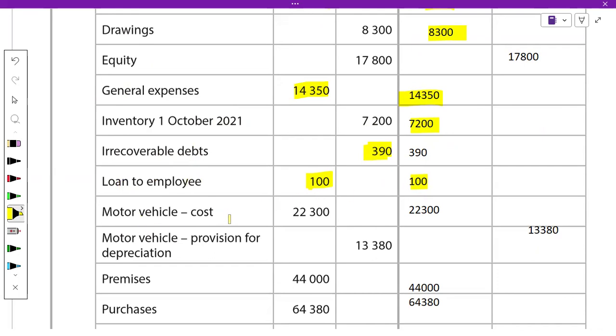Okay. So motor vehicle cost, which is 22,300. So this is right. It should be here. Provision should be credit. This is also right. Premises should be debit. Purchases should also be debited.